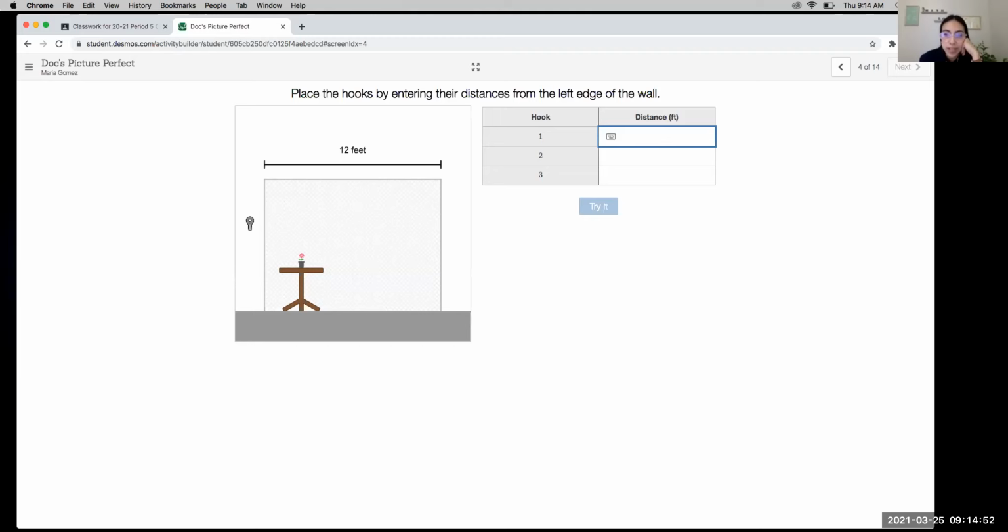So I'm going to go ahead and help some of you guys out, but I'll borrow some answers from you guys. A pretty common one that I saw a lot was 3, 6, and 9. So when I press try it, and they start to hang, we got it. They actually hung on those hooks correctly. So anybody that wants to tell me in the chat, why did this work? 3, 6, 9?